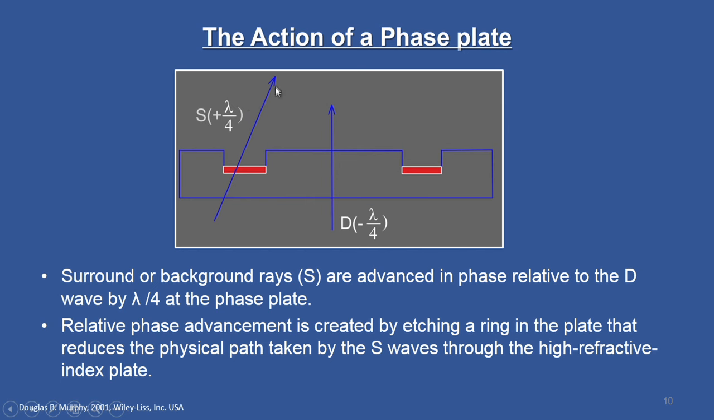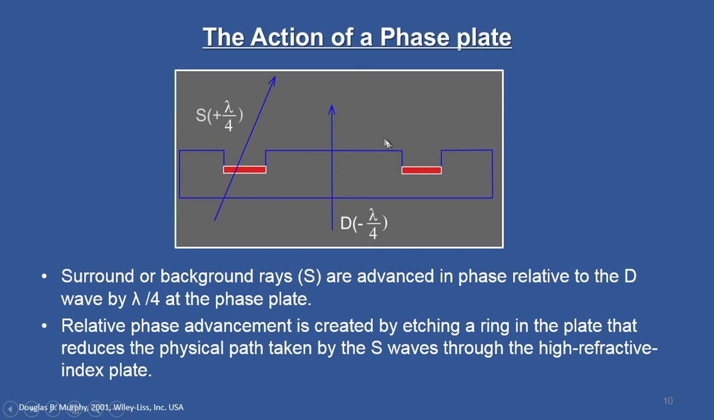One region, this annulus ring, is advancing the S ray by plus lambda by 4. The other region of the phase plate is retarding the wave by lambda by 4. So the surround or background rays S are advanced in phase relative to the D wave by lambda by 4 at the phase plate. The relative phase advancement is created by etching a ring in the plate that reduces the physical path taken by the S wave through the high refractive index plate.